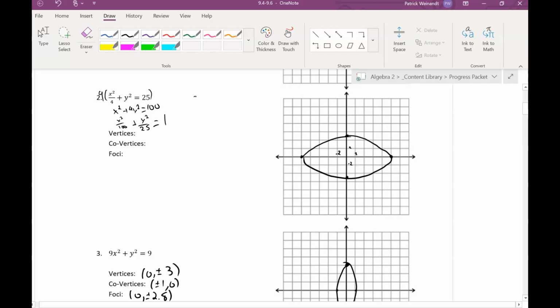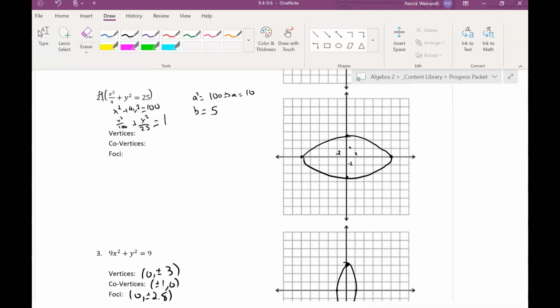So you can tell your A is going to be equal to 10, since A squared is this value. B squared is 25. I guess A squared equals 100, so A equals 10. B is going to be the square root of 25, which is 5. And you can use these to plot your vertices here.